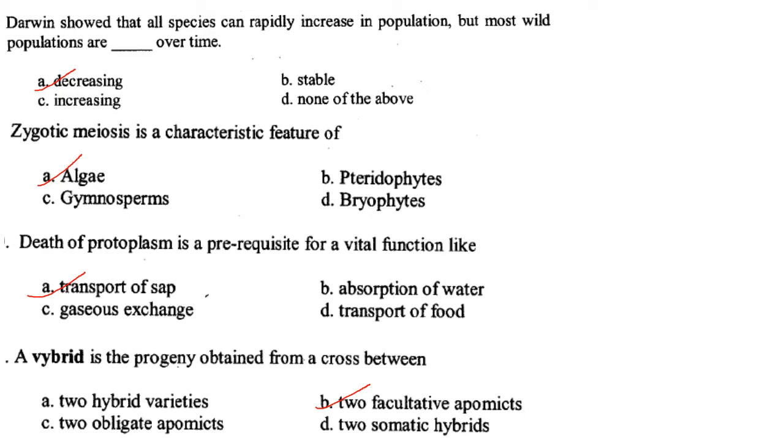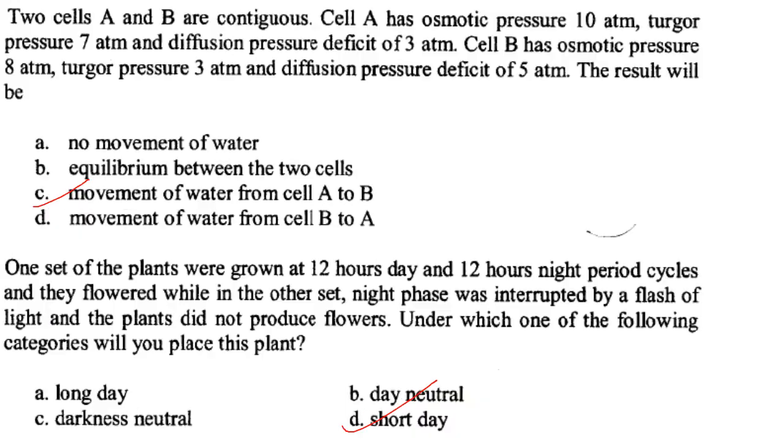Then a hybrid is the progeny obtained from a cross between. So it is a cross between two facultative apomicts, that is called a hybrid. Answer is option B.